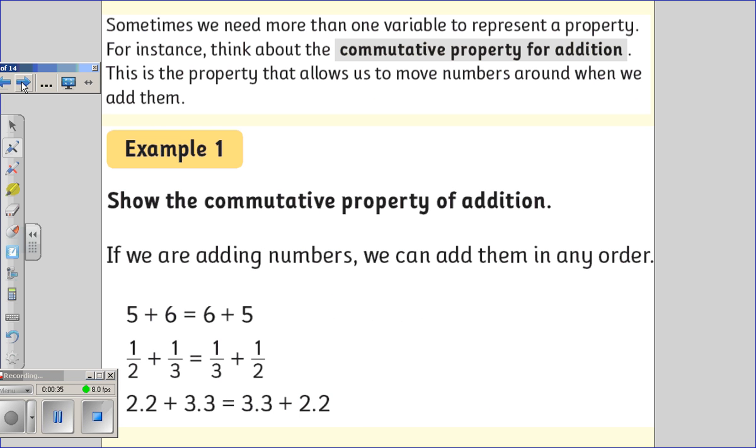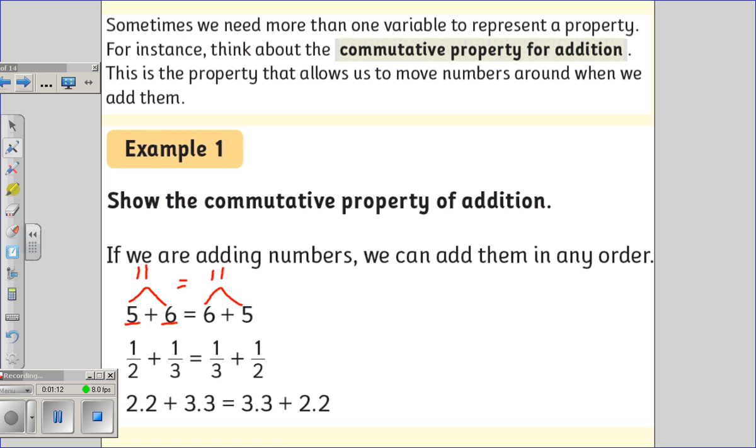Sometimes we will need more than one variable to represent a property. For instance, the commutative property of addition. This is the property that allows us to move numbers around when we add them. So let's look at an example. 5 plus 6. Well, we know that equals 11. But what if we move the numbers around? What if we say 6 plus 5? Well, that also equals 11. So the commutative property for addition just simply means we can move numbers around, they can commute, and it will equal the same answer.